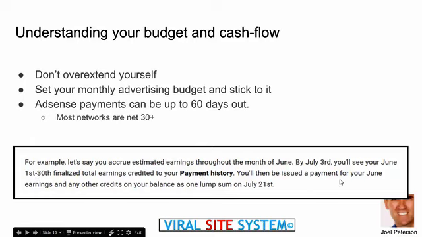Then you'll be issued a payment for your June earnings and any other credits on your balance in one lump sum on July 21st. So for example, June 1st, I make some money on some ads. I'm not going to see that till July 21st, almost a full 60 days, a little less than 60 days. So imagine you're spending, whatever your budget is a day, say $10 a day.